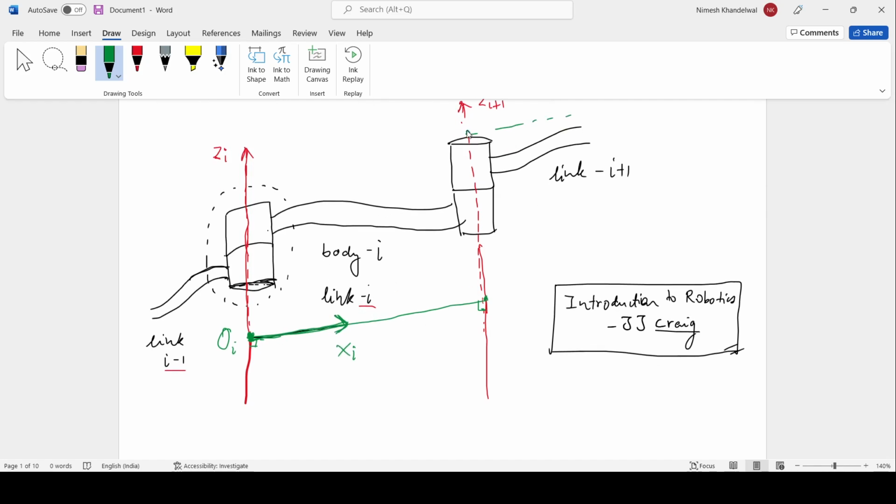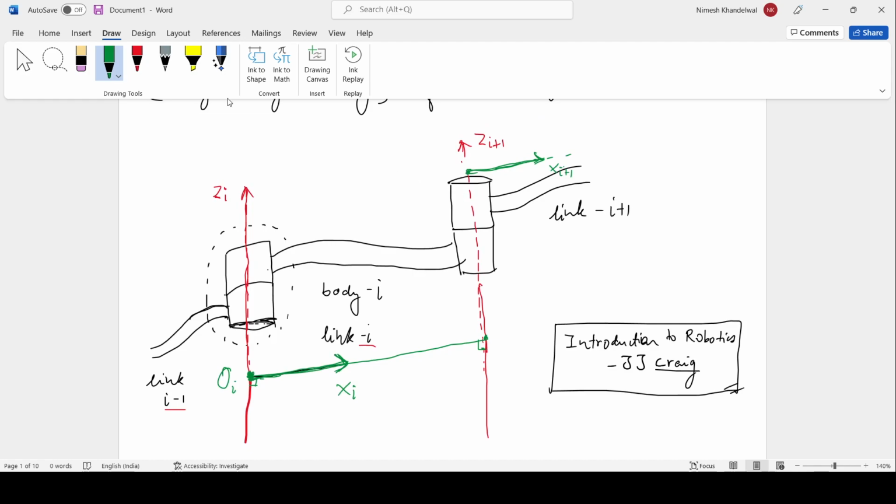And again, the x I plus 1 can be anywhere on this zi plus 1 line.